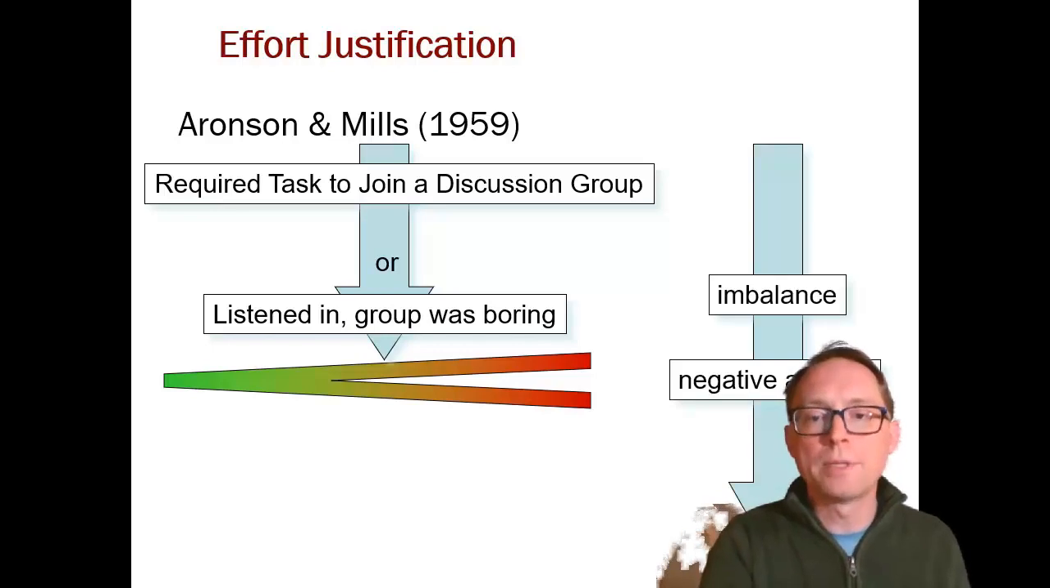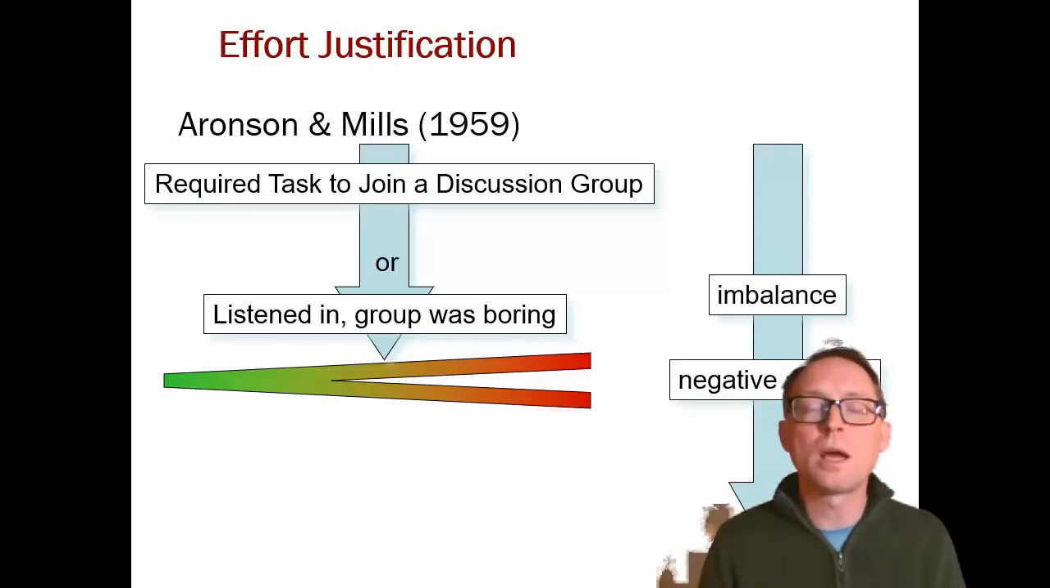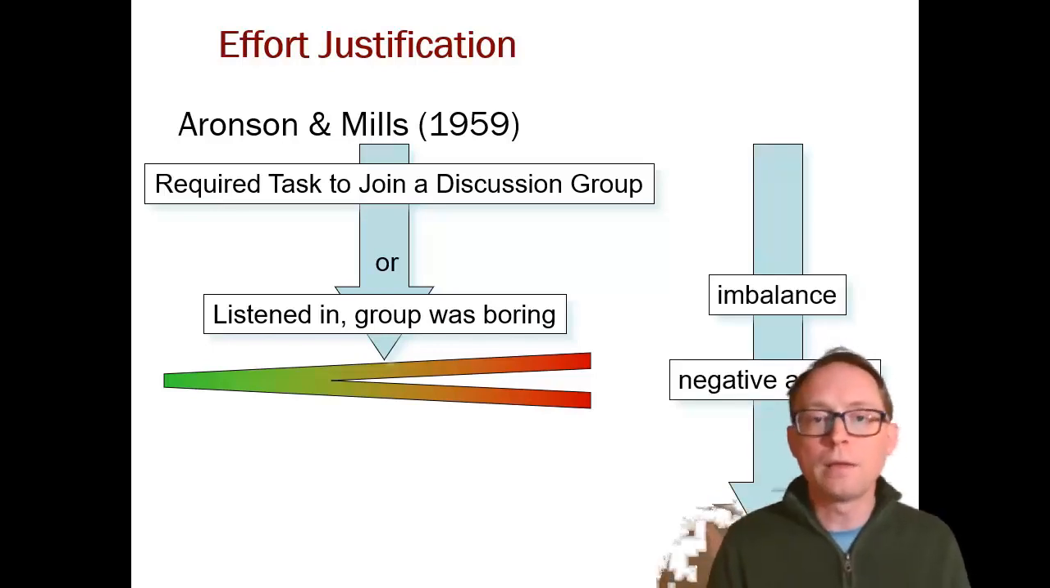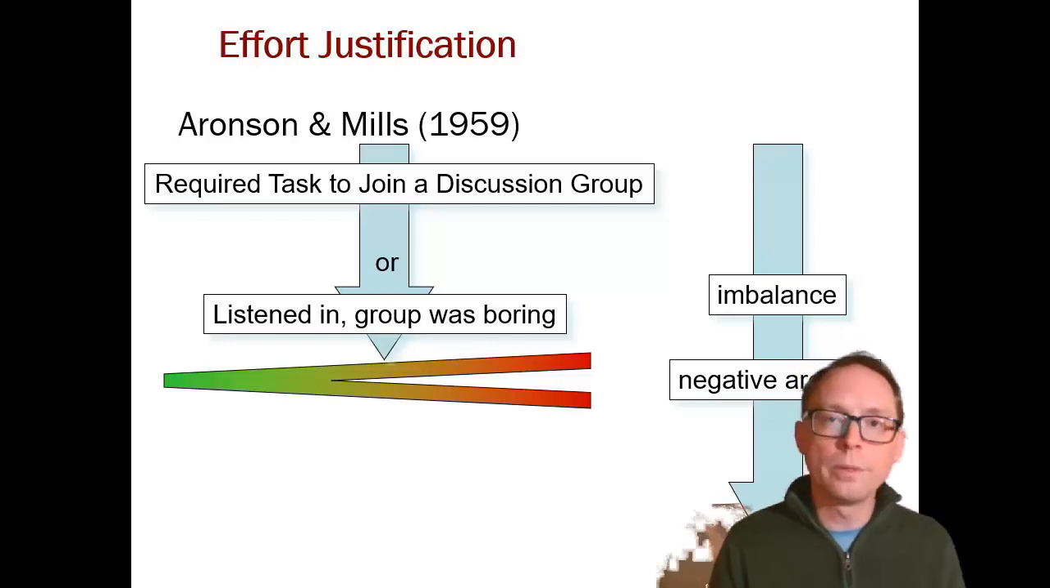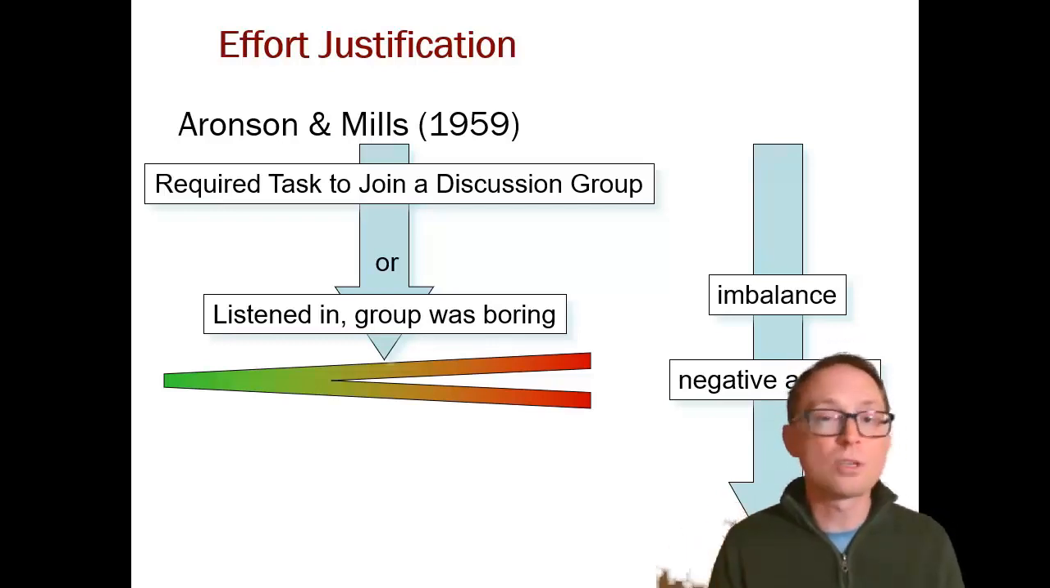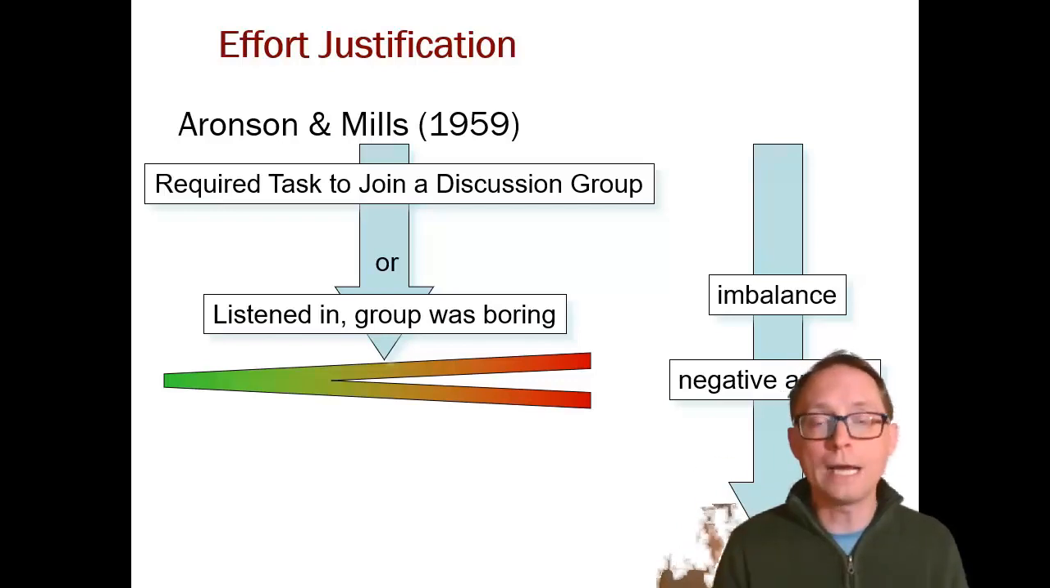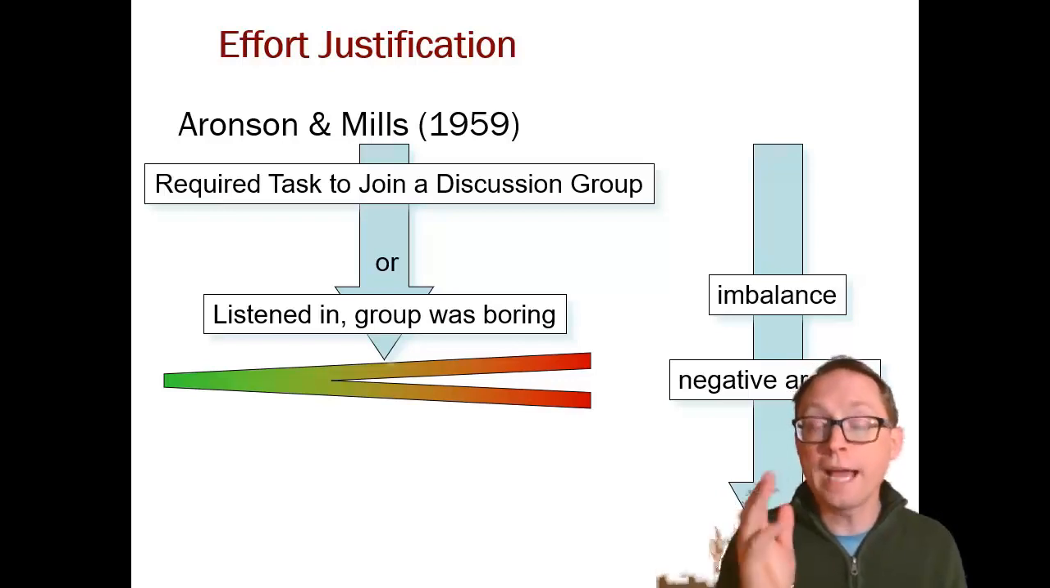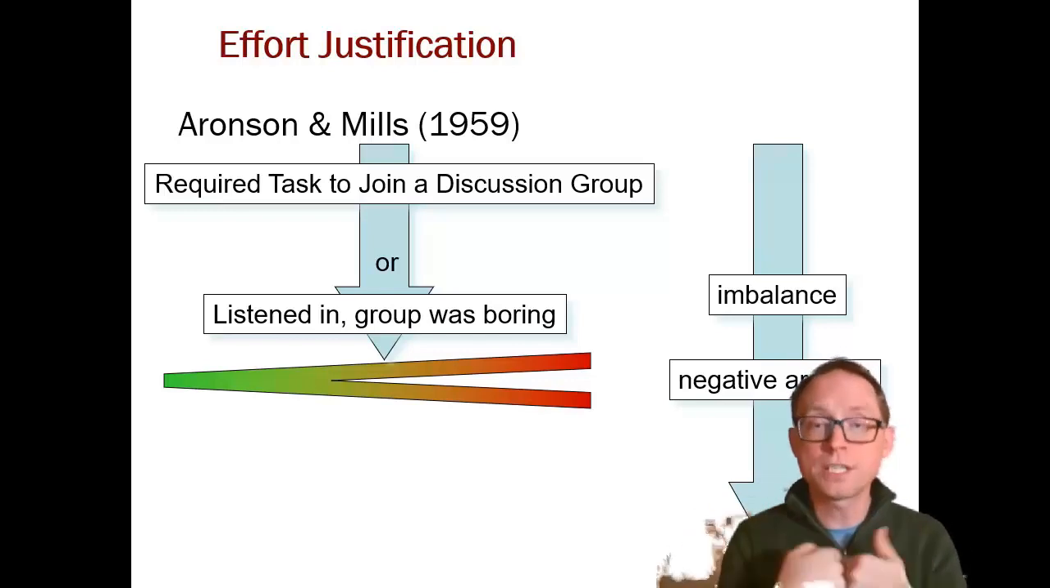Well, here's what happens then. You create the imbalance because in 1959, in the United States, if you were a woman, it was culturally inappropriate to say the nasty words out loud. So, at least for the women who said the nasty words, there was a lot of negative arousal, a lot of dissonance.